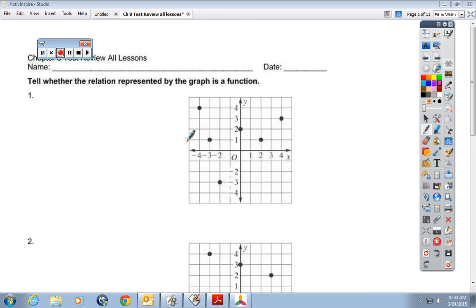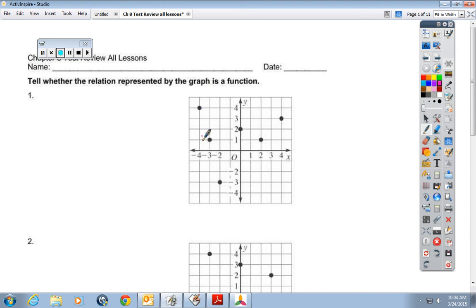So, numbers 1, 2, and 3, these are really easy because you don't have to do anything except use the vertical line test, okay? Remember the vertical line test: I'm just going to go through vertically each little grid, and I'm going to see if there's more than 2 points on any vertical line.